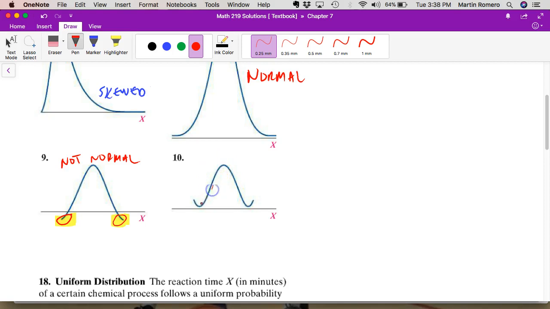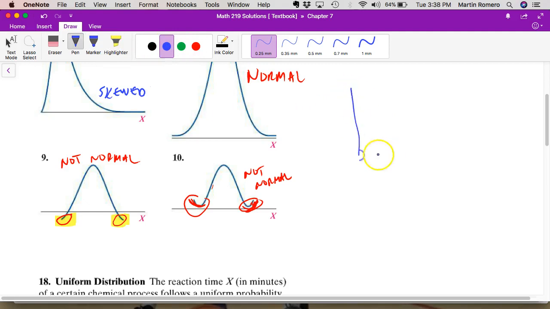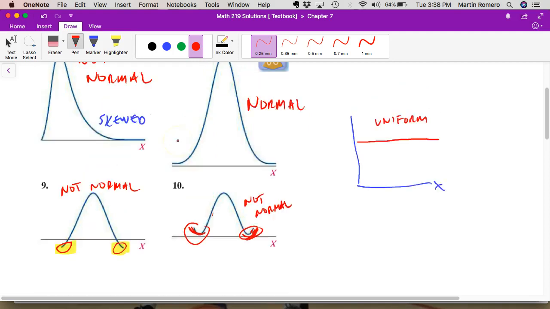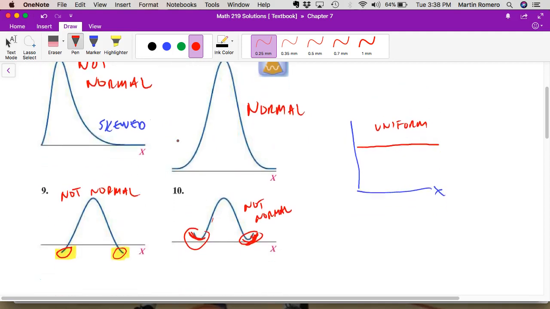This one again starts to look like it, but the fact that it goes back up here is the issue. So this is also not normal. Before we move on, it's probably important to recall the other distribution we studied in addition to normal, which was the uniform distribution. The graph was the same value across. This was uniform, in comparison to the normal ones that we have here. So that's problems 7 through 10.